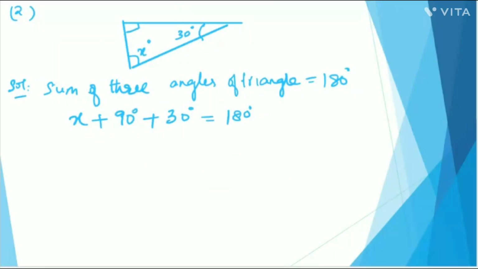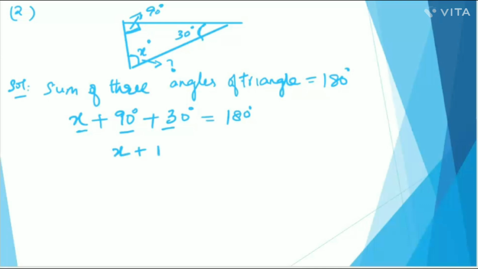Another example is, we are having a triangle where this angle, the symbol indicates, is 90 degrees. The other angle is given as 30, and we have to find the third angle, that is x. How are we going to solve? The sum of three angles of a triangle is equal to 180 degrees. We will write all the three angles and add up. x plus 90 plus 30 is equal to 180 degrees.